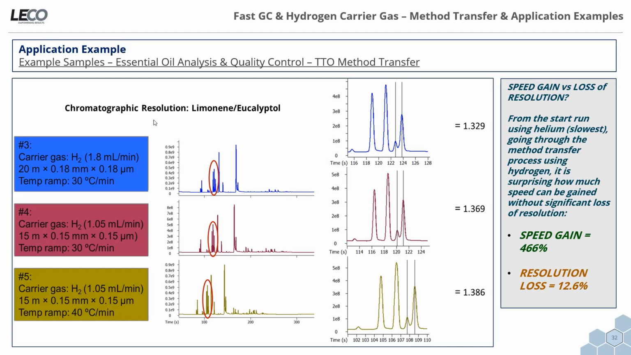So we have a speed gain of over 460%, and the resolution lost is only 12.6%. So this is a very, very good ratio. And of course, with every application, it's important to judge that and make a decision on how much speed you can actually increase by. So how much additional throughput can you get, and what is the range of resolution loss you can cope with.